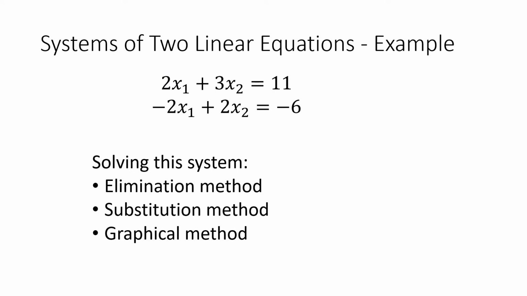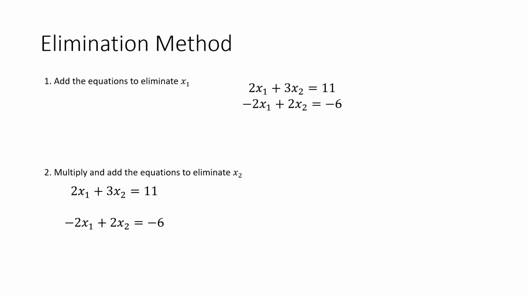Here's an example of a system of two linear equations: 2x1 plus 3x2 equals 11, negative 2x1 plus 2x2 equals minus 6. We're going to see three ways of solving this simple system of linear equations: an elimination method, a substitution method, and a graphical method. These are things that you should have seen in previous classes or in high school coming into this course. So first off, the elimination method. Here we start adding and subtracting things, multiplying equations to try to eliminate some of our variables.